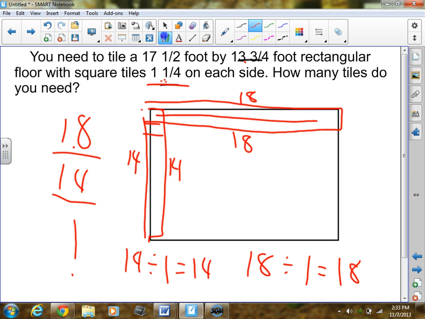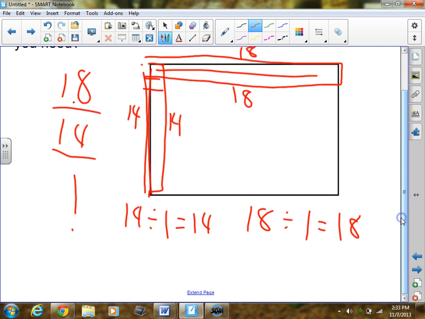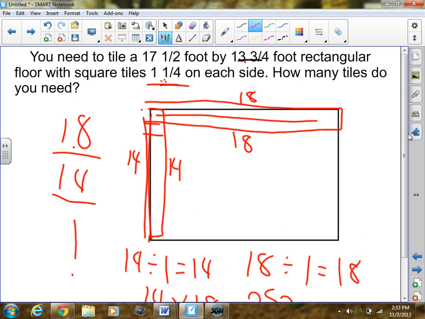So on this row and this row, I know how many I'm going to use. And now all I have to do is multiply them together. 14 times 18 is going to equal 252 tiles. Now, that's not my final answer. This is an estimate. But it did tell me how I can solve the original problem. So now I have a plan. Remember when we talked about these problem-solving skills? We talked about create a plan, first of all. Now I have a plan.